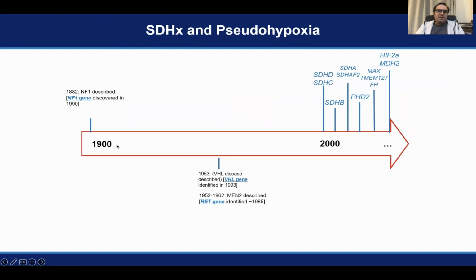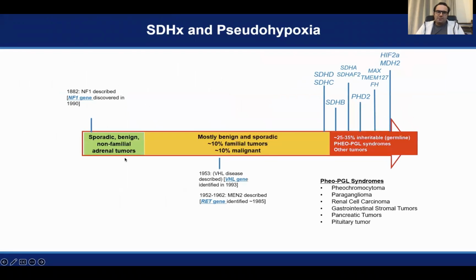Now, in the 1990s, it used to be thought that Pheo is a sporadic, benign, non-familial adrenal tumor. But then we understood that along with NF1, there are VHL and MEN2, and these are well-described syndromes. That's why we then thought that it was mostly benign and sporadic, but 10% familial and 10% malignant, a rule of 10.